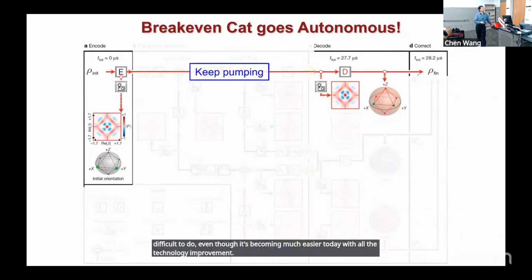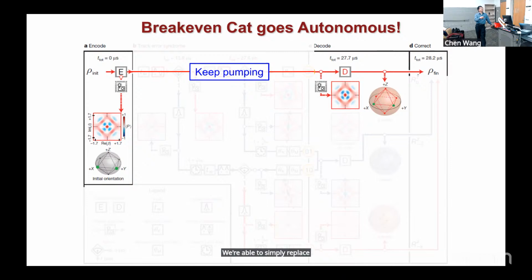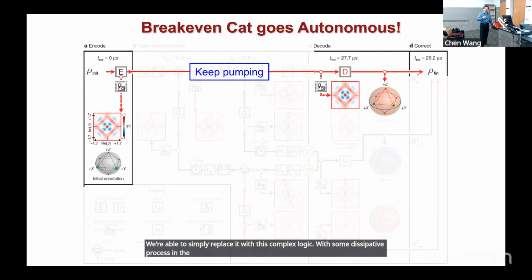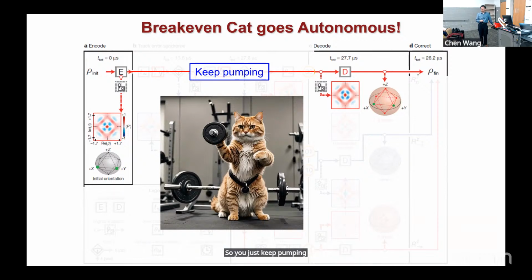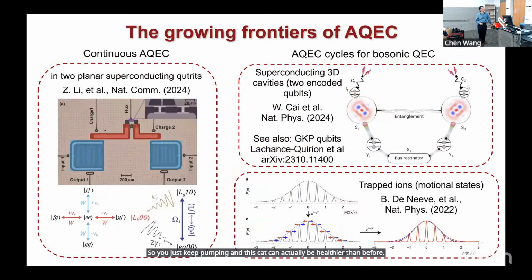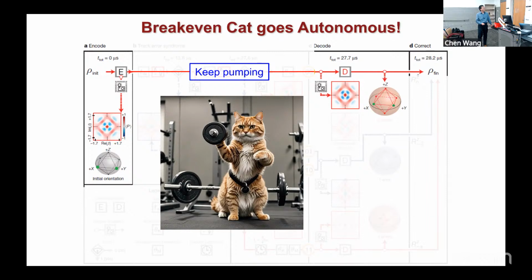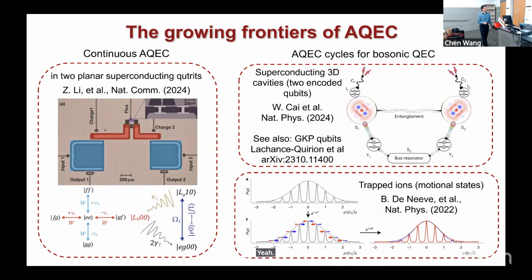We're able to simply replace this complex logic with some dissipative process in the system. You do need to calibrate them, but you don't need single shot readout or FPGA feedback to do it. So you just keep pumping, and this cat can actually be healthier than before. Yeah, it's an unusual cat, right?